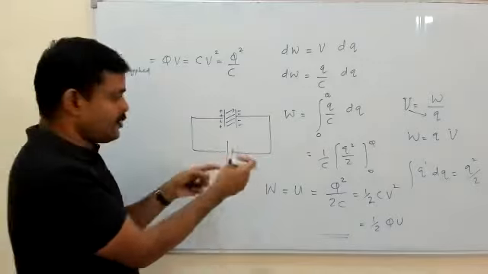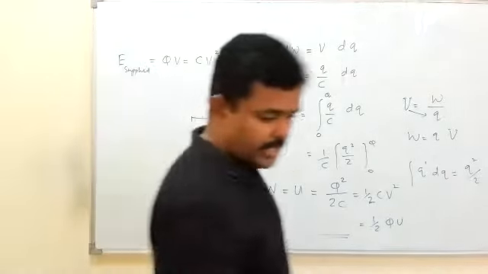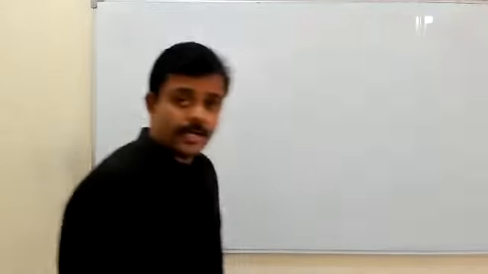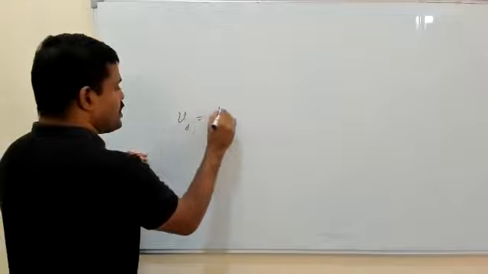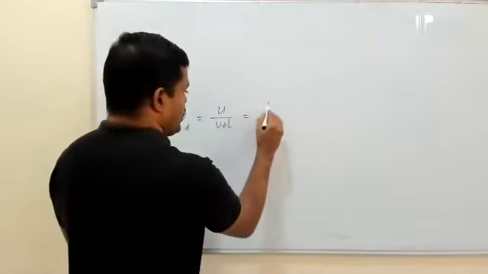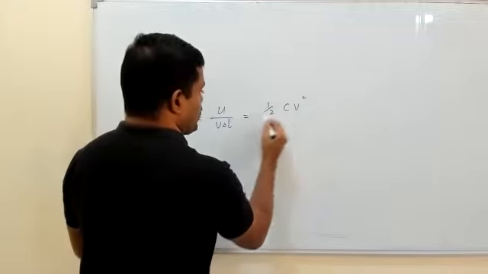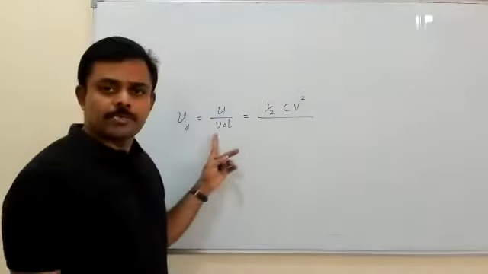Half is gone where? Right. Another option is on the wire, connection wire. Did you understand this? Okay, energy density. What is energy density? Energy density is actually energy by volume, right? Energy density is energy by volume. Energy is half CV square over volume is what?